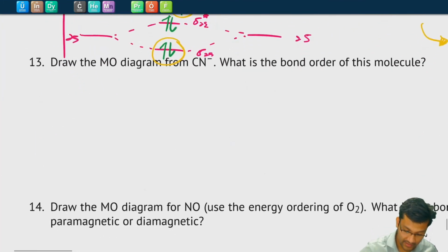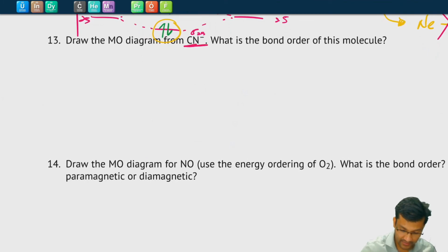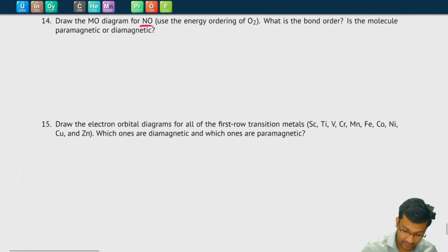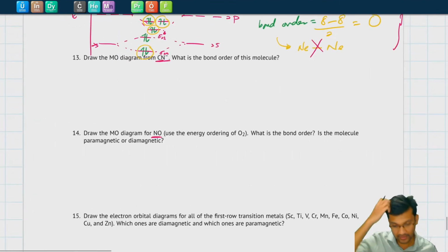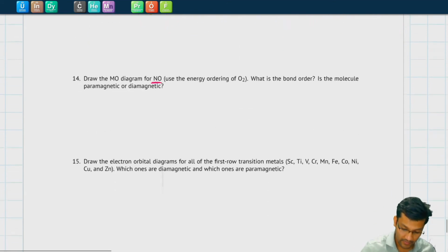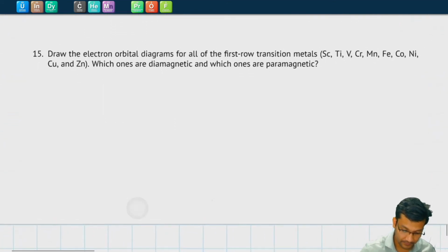Okay, you can try CN minus on your own, and also NO on your own. Do those two on your own, and if you encounter problems with them, just send me a message and I can go over them with you. But now let's look at number 15.